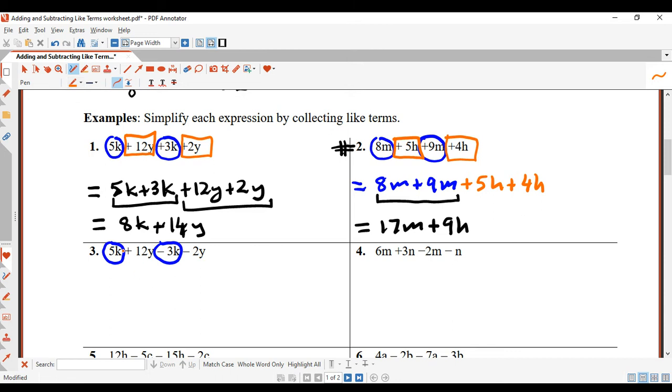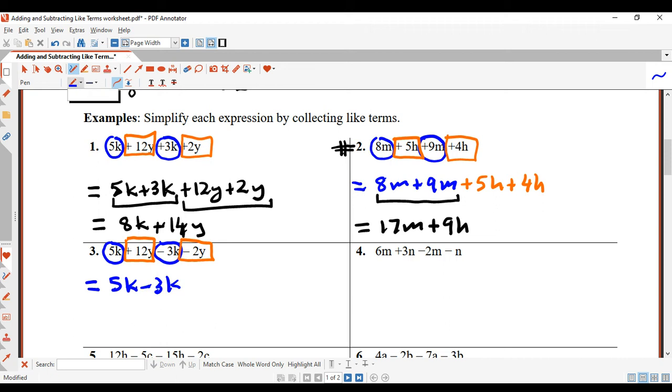Now, positive 12y is my next term. I've got to box the plus sign with the 12y there. And negative 2y, I've got to box the minus sign with the 2y there. Okay, so let's collect the like terms. So 5k and minus 3k go together. 5k, make sure you take that minus sign with it.